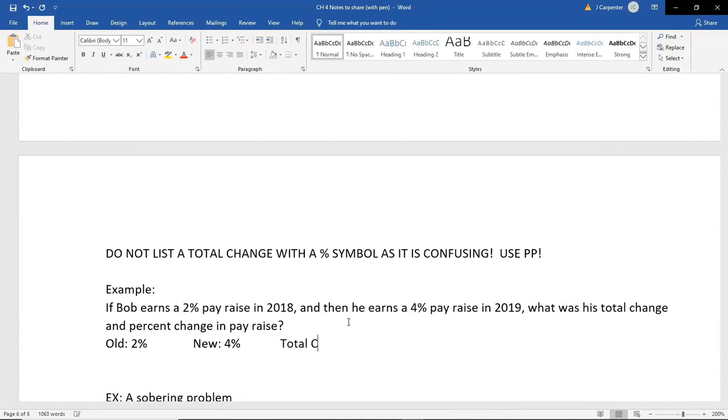So the total change would be the new minus the old, which is 4% minus the 2%, which is in fact 2%. Dot, dot, dot. No. Don't write it as percent. Well, what did we just say 50 times? When we talk about a total change, never use percent. If I do this, it's wrong. I'm supposed to use PP or PPS, 2 percentage points. Again, the S is optional. Either way, it's okay.